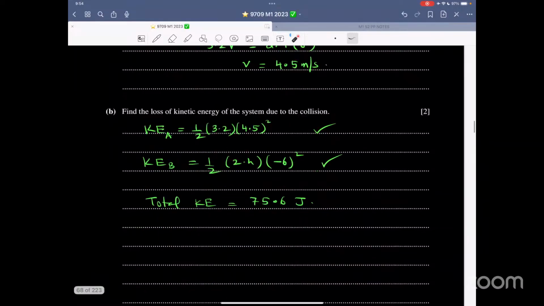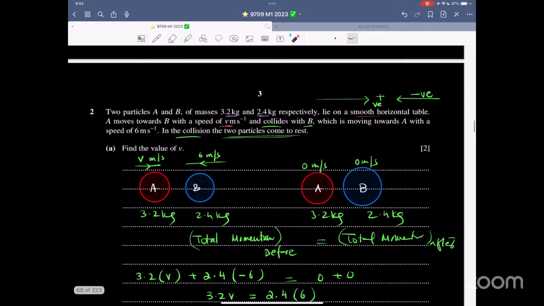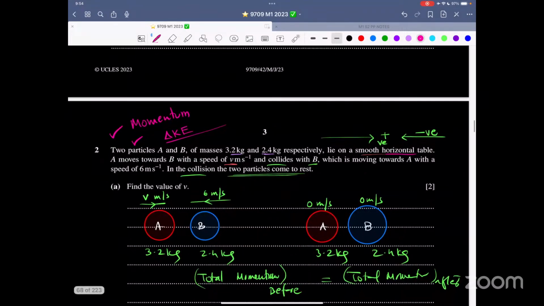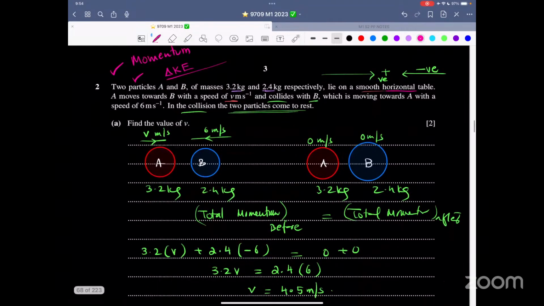The next part. Now, there is kinetic energy also involved with this. So therefore, this question is about the basic concept of momentum, and it's also about kinetic energy only. Why only kinetic energy? Because it's a horizontal table. There is no change in height. So there cannot be any change in potential energy. All good, all clear? So now look at the working. Total momentum before collision equals total momentum after collision.